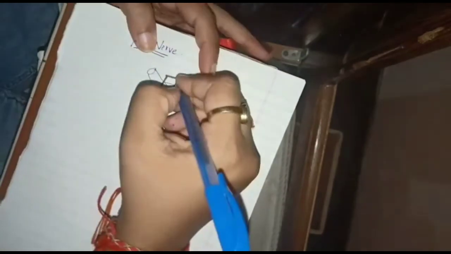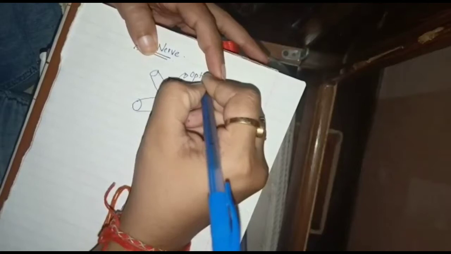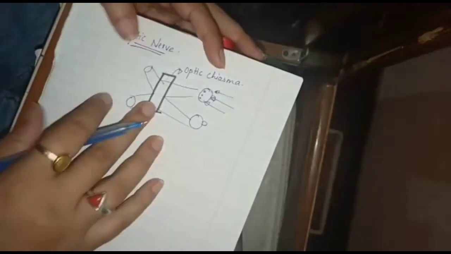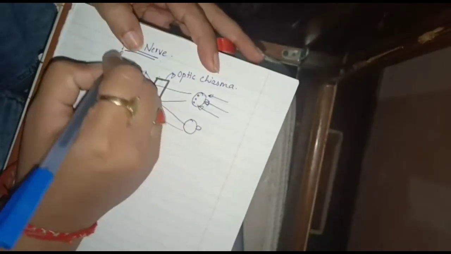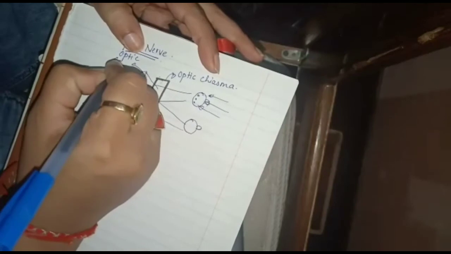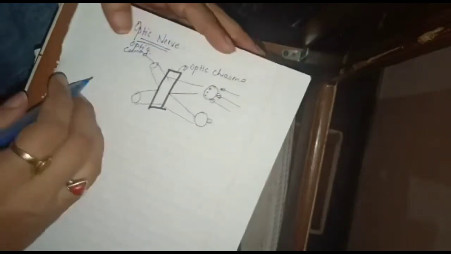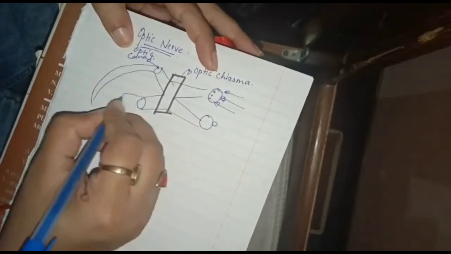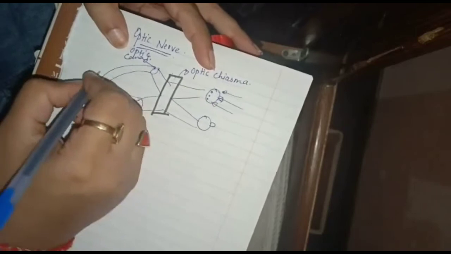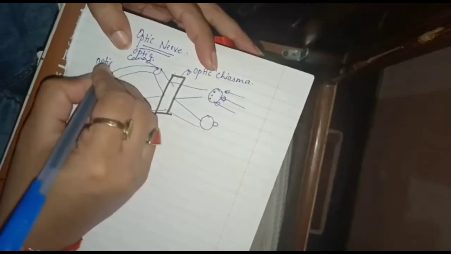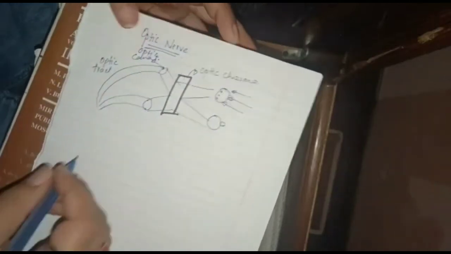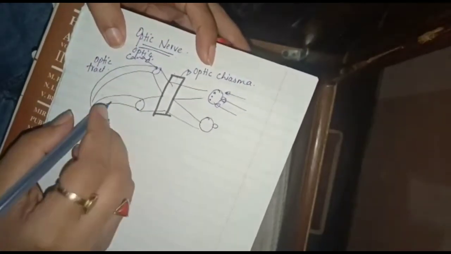This part is known as the optic chiasma. Then after it goes into the optic canal, and then after it forms a tract, like the olfactory nerve, it forms an optic tract, right? Then they go to the thalamus.